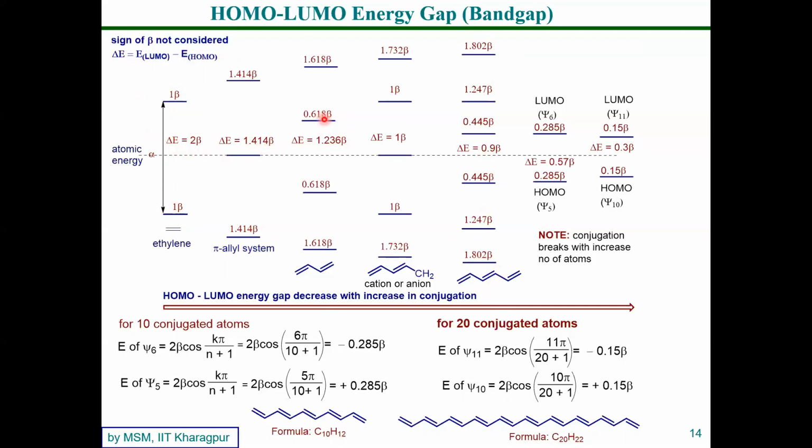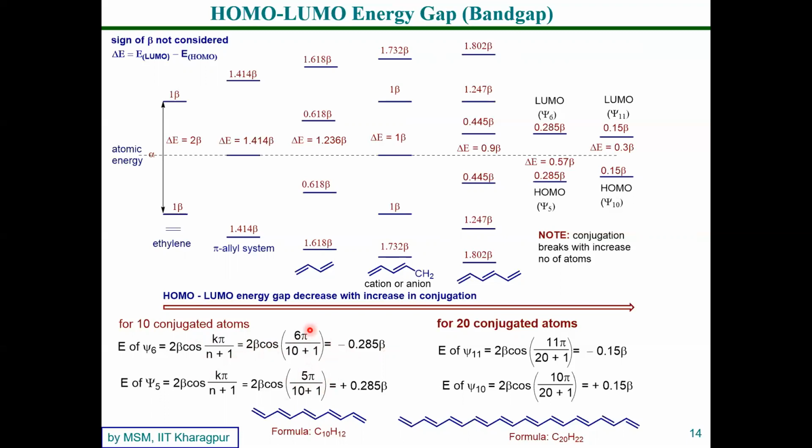Then for 1,3-butadiene it is 1.236, and here it is 1 beta. For this 6 atomic pi orbital combination, it is 0.9 beta. Now we are not drawing the rest, but when you have 10 pi atomic orbitals combining, like 5 ethylene units, how much will it be? HOMO will be psi 5 and LUMO will be psi 6, and the total difference will be 0.57. In a similar way we did this calculation for 10 conjugated atoms. Here you can check it.